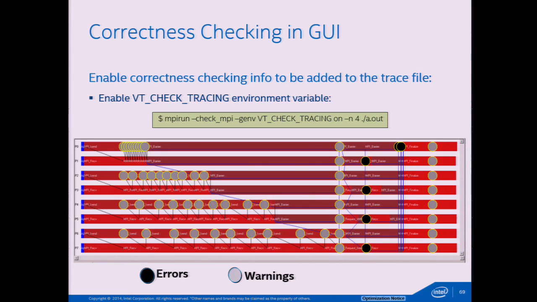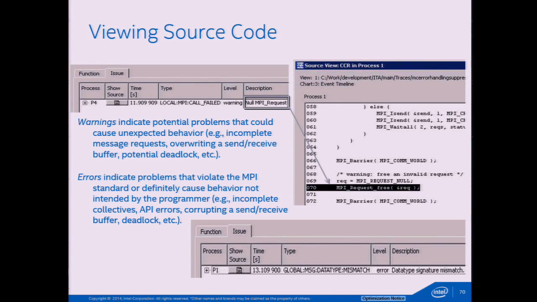But you can also create a trace file. So if you just enable this environment variable, VT_CHECK_TRACING, and set that to on, it'll create a trace file in addition to this message checking output. Into the trace file, it adds these circles. And each circle, let's say a gray would be a warning that it finds, and a black would be an error that it finds. So an error could potentially be fatal to your application execution. It might be causing a crash. You might be getting a wrong result, things like that. And then you can right-click and get more information on each individual issue.